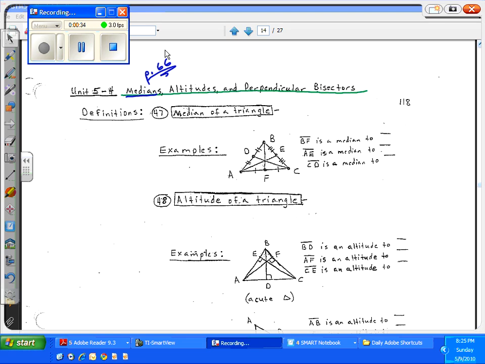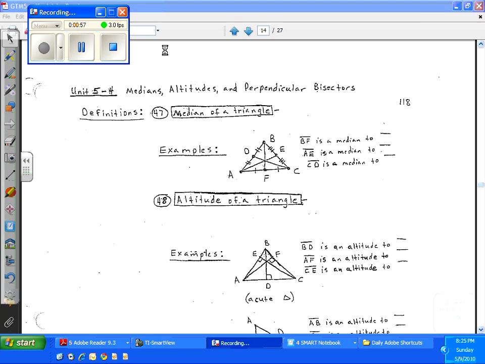When we think about altitude, we think about height, how tall something is, how high up something is. And a perpendicular bisector, we know what perpendicular means, intersect at 90. We know what bisector means, it makes two equal things, hits the midpoint. And so we've got some insight to these things already.